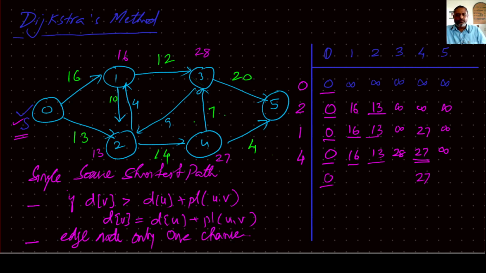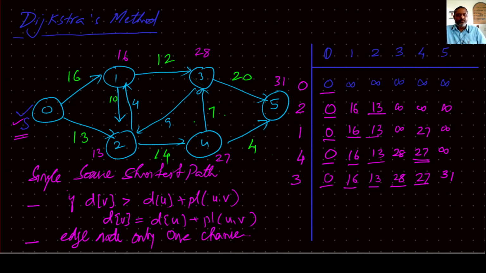From 4 we can go to 3, so that doesn't make any change. From 4 we cannot go to 2, so that remains 13. From 4 we cannot go to 1. From 4 we can go to 5, 27 plus 4 makes 31. So that's 31 here. Now who is smaller? 28 is smaller, therefore node 3 comes into action.